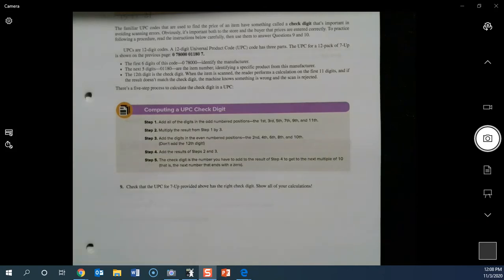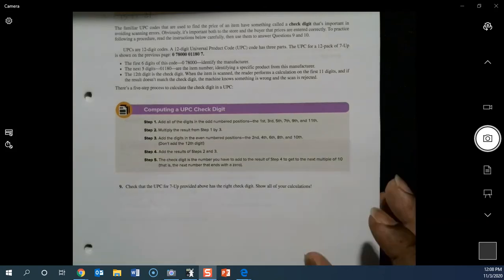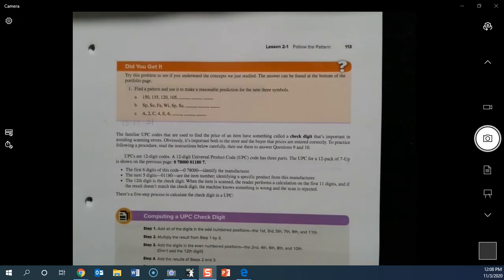Okay, so now we took care of that. Now we need to move on to the next page, which is page 113.